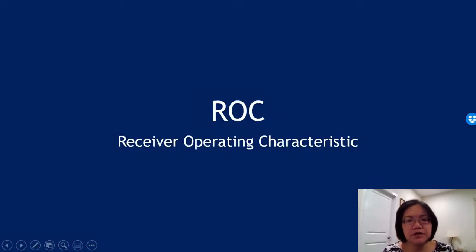Hi everyone, we're going to talk about ROC curve today. ROC stands for Receiver Operating Characteristic. It's a pretty old terminology. It's a little hard to understand just by looking at the name, so we will go through step by step to see exactly how the curve is constructed.